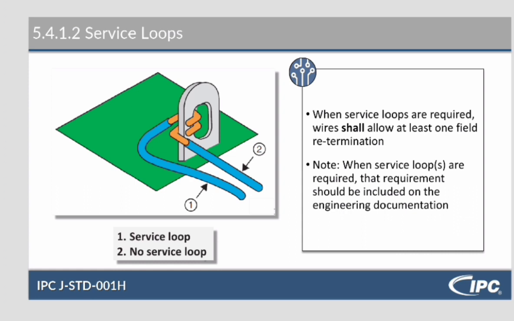Number 2 is just the right length. It cannot go any shorter. If that needed to be cut and trimmed and reterminated in the field after it's already been put in use, you would have to replace that wire.